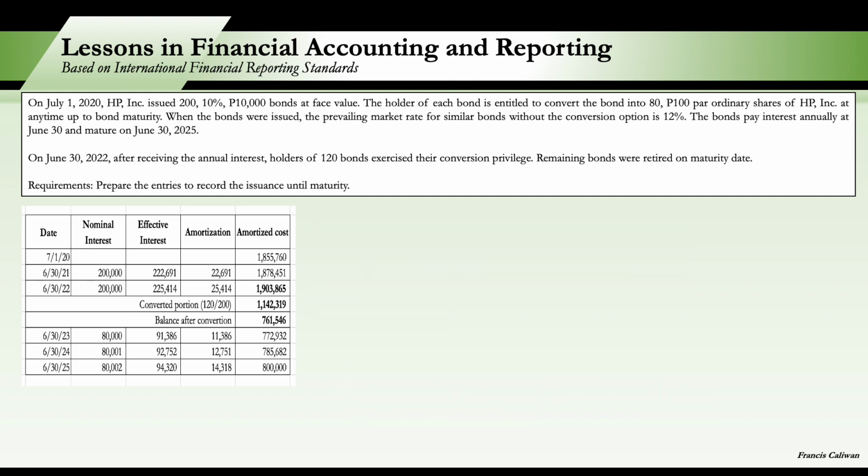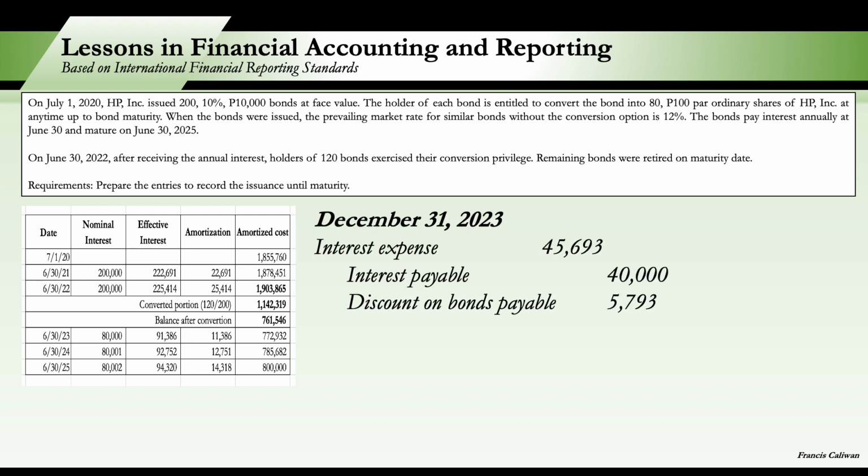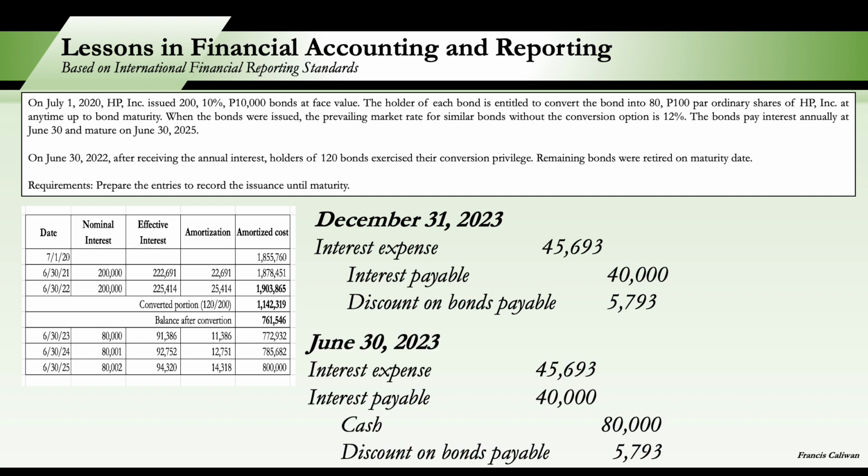Okay, so the year after the conversion, on December 31, 2023, our entry will be interest expense 45,693, that is 91,386 divided by 2, so only for the first 6 months. Credit interest payable of 40,000 and credit discount on bonds payable of 5,793. And then on June 30, 2023, debit interest expense 45,693.